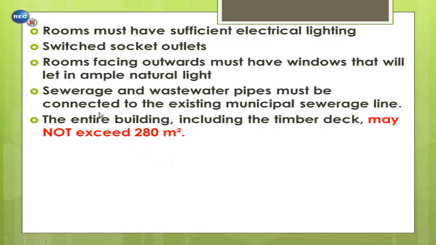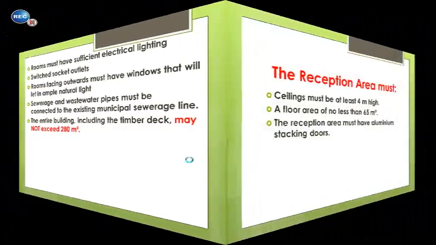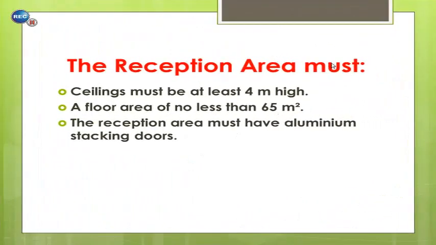So if we further unpack what the building entails according to the paragraph which was read, we're going to look at the reception area now and what it should be like. The ceilings of the reception area should not be lower than 4 meters. It should be at least 4 meters. The floor area should not be less than 65 square meters. It can be much bigger, but not smaller than that specific size.